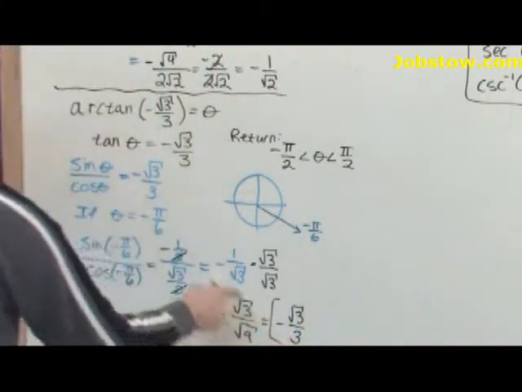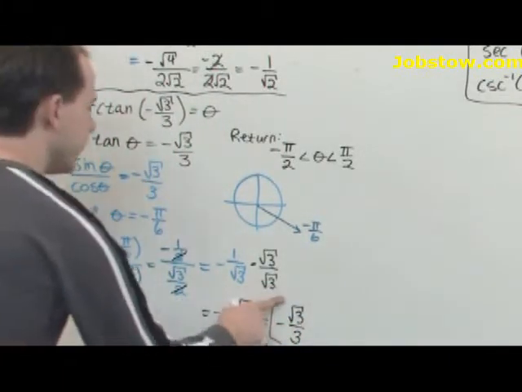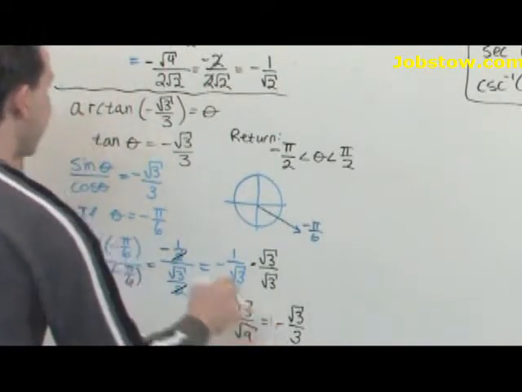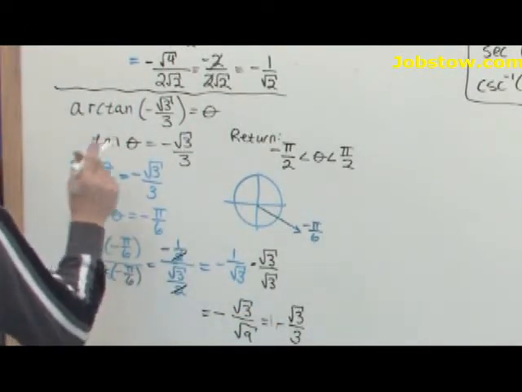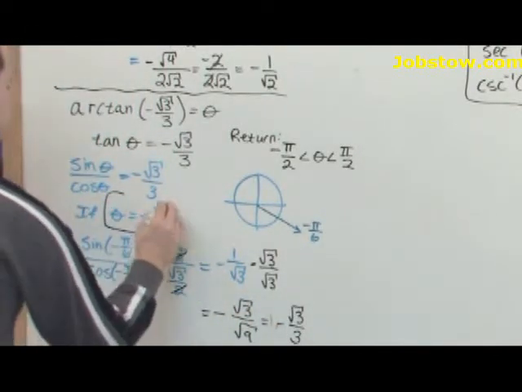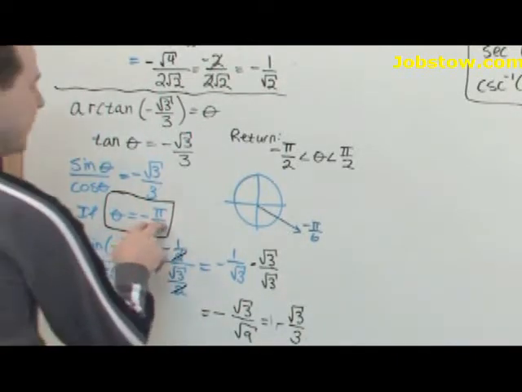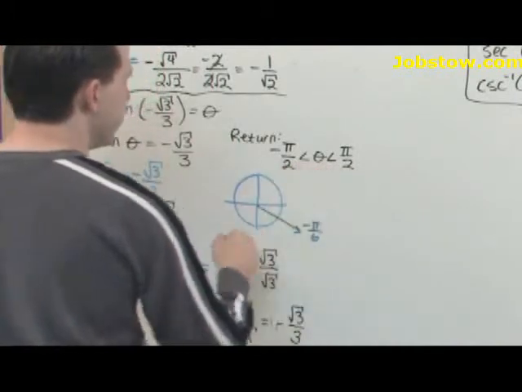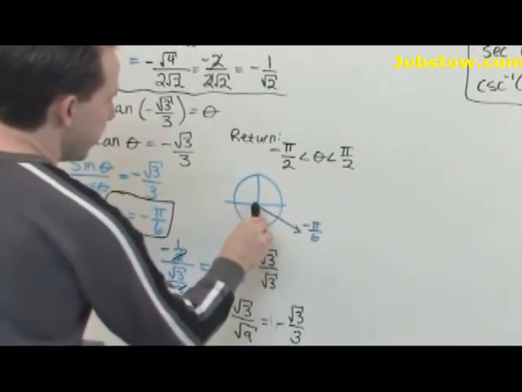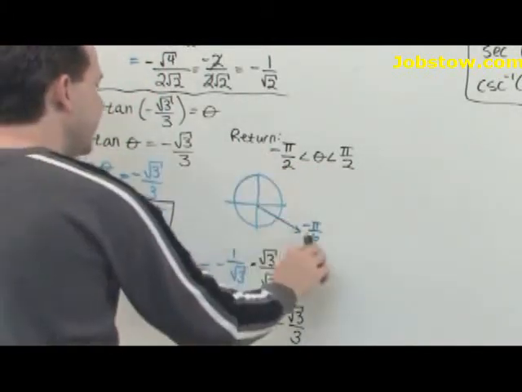Which is the answer here, and that matches exactly with this. So that actually isn't the answer. The answer is the angle that we chose, which is negative pi over 6. And you just want to make sure, just for a sanity check, negative pi over 6 is between negative pi over 2 and positive pi over 2. This is negative pi over 2. This is positive pi over 2, so it is in that range.